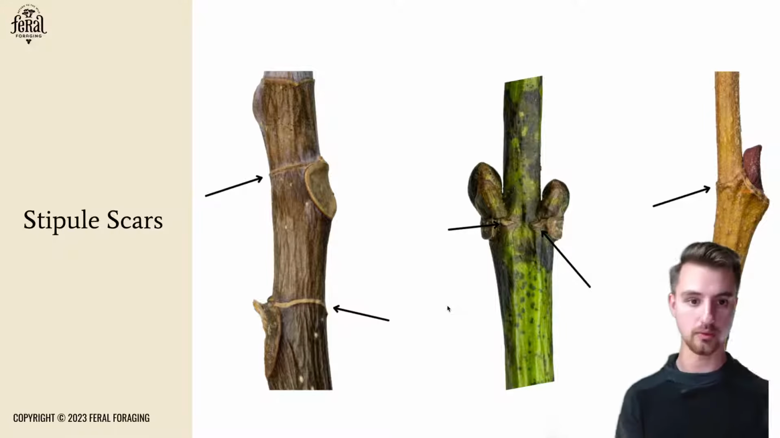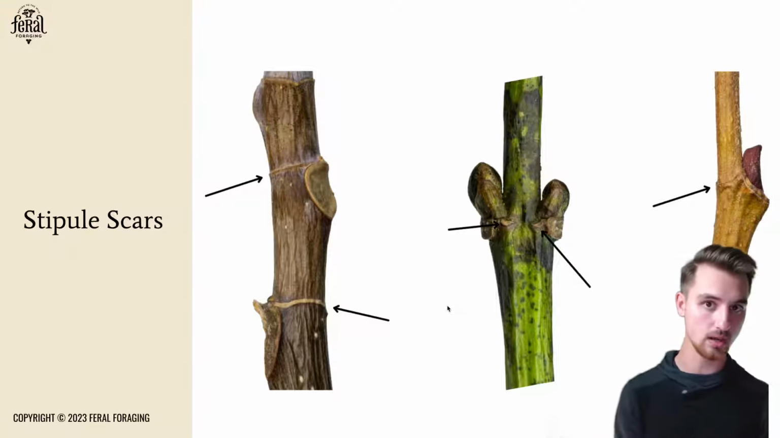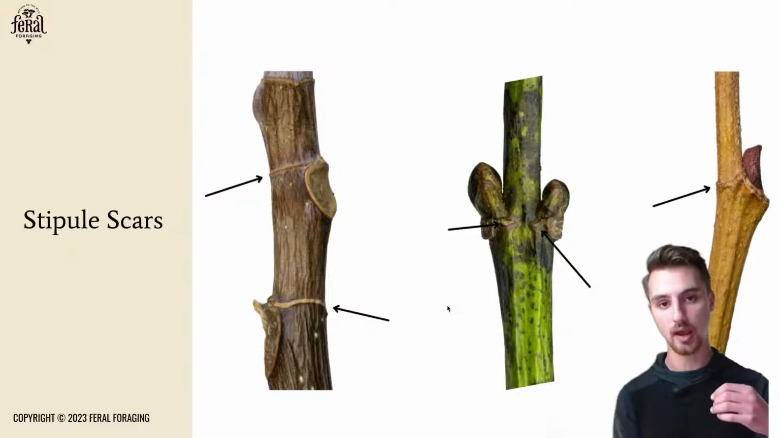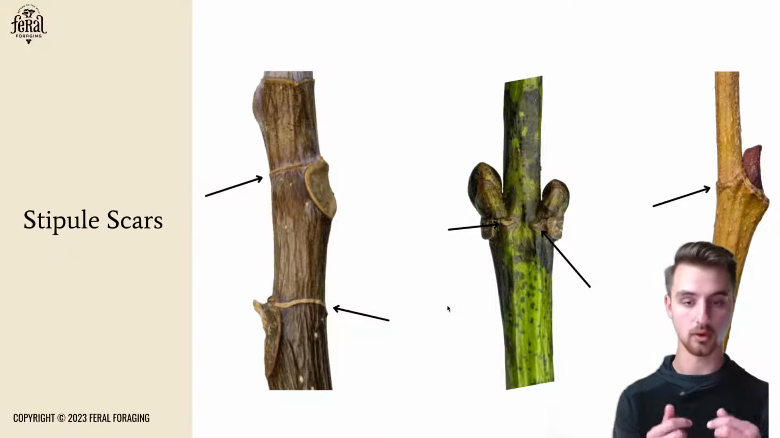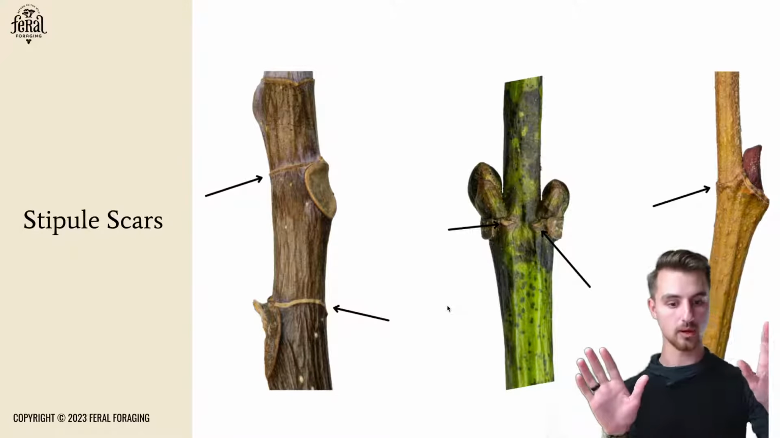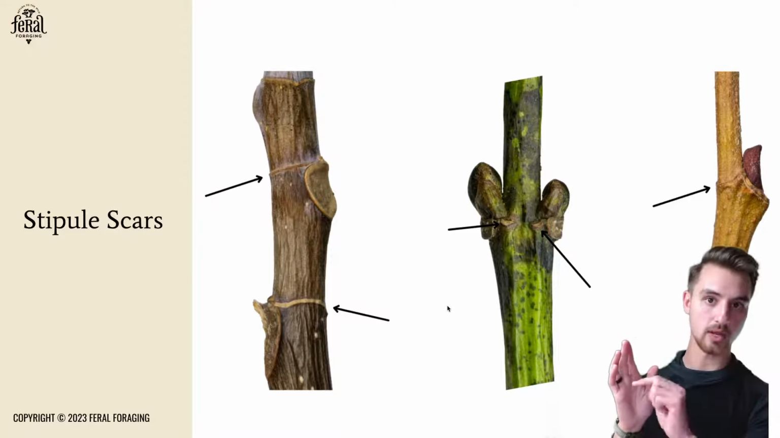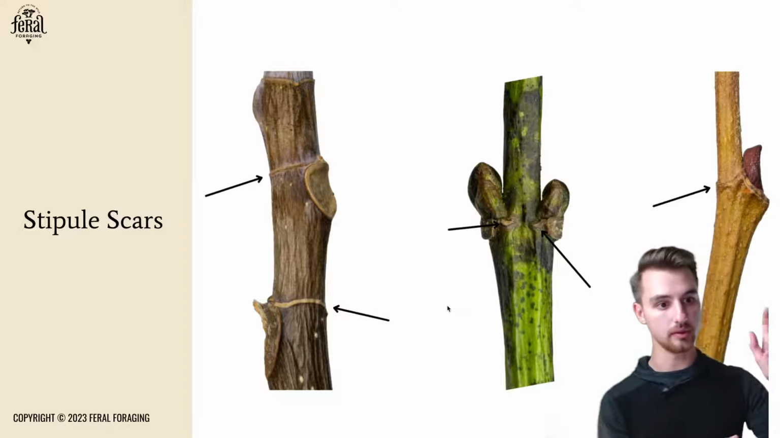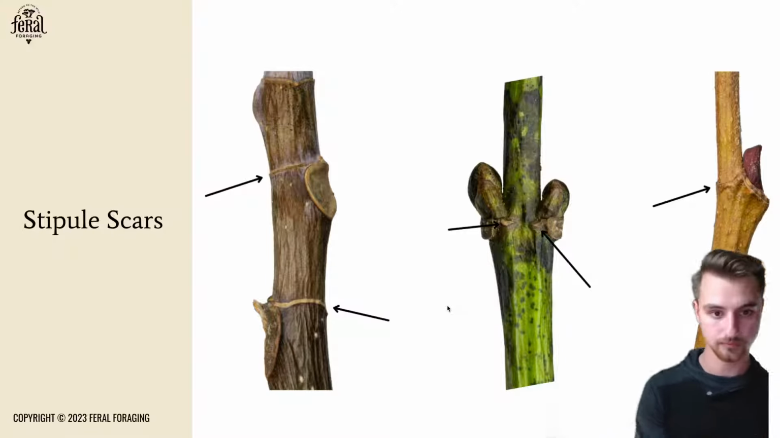All right, so they vary in form. The ones that you'll see most often on a key are when it's going to be asking you if it has a stipule scar that is encircling the twig, that's going all the way around. So we can see on the left and the right, the tulip poplar on the left clearly has a ring that's going around the twig. Similarly, the sycamore also has a ring from the stipule scar that's going all the way around.